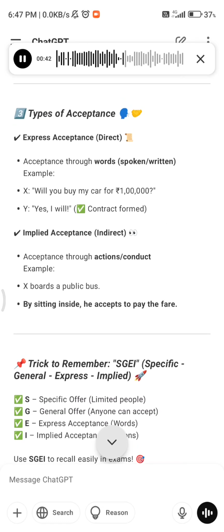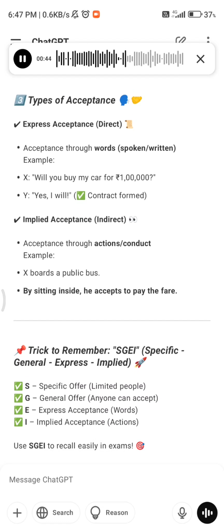Types of acceptance. Express acceptance, direct. Acceptance through words, spoken or written. Example, X: will you buy my car for 1,000? Y: Yes, I will. Implied acceptance, acceptance through actions or conduct. Example, X boards a public bus. By sitting inside, he accepts to pay the fare.